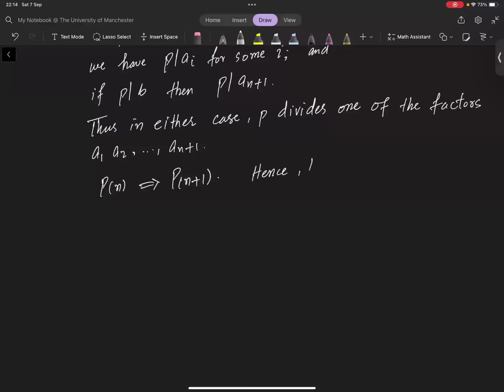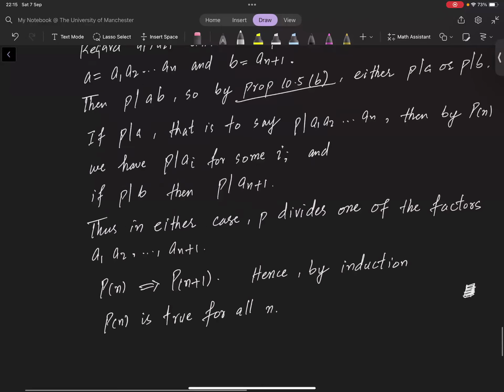Hence, by induction, P of n is true for all n, and this is a proof of our proposition.